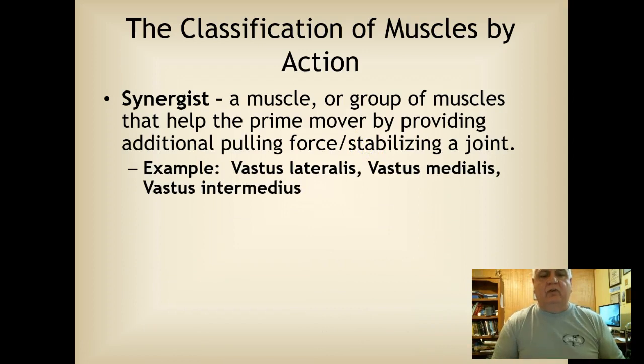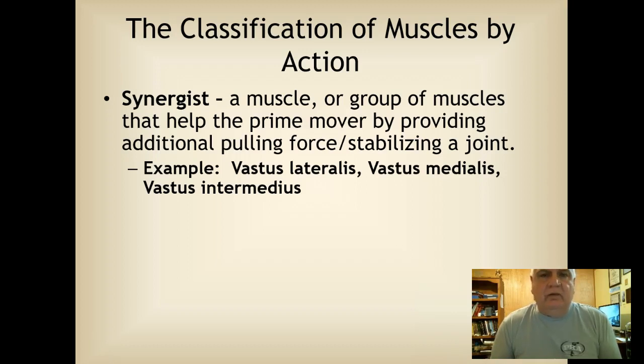Some examples of synergists would include the vastus lateralis, the vastus medialis, and the vastus intermedius. I have a little bit of trouble showing this, but if you look at muscle plates and diagrams, you know that those muscles are three muscles that complete the quadricep group. Quadriceps include the rectus femoris, the vastus lateralis, the vastus medialis, and the vastus intermedius.